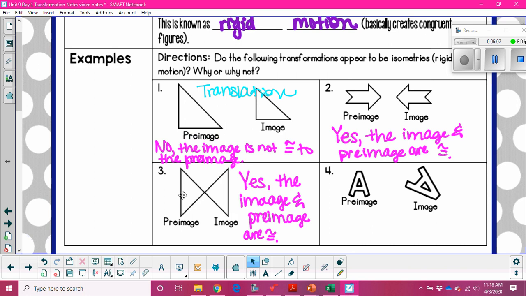Okay, number 4. All right, this is a rotation. Here's your pre-image here on the left and your image on the right. In order for these two to be an isometry, they must be the same size. Here, the image is larger than the pre-image, so this is not an isometry, so the answer is no. The image and pre-image are not congruent.